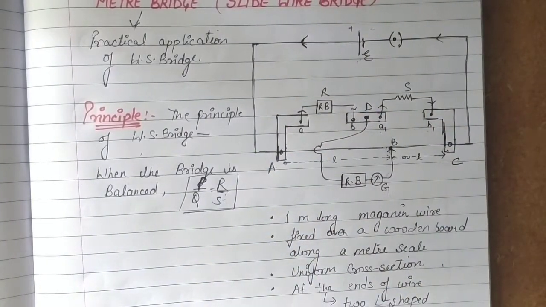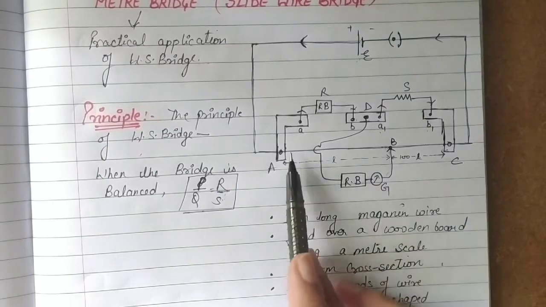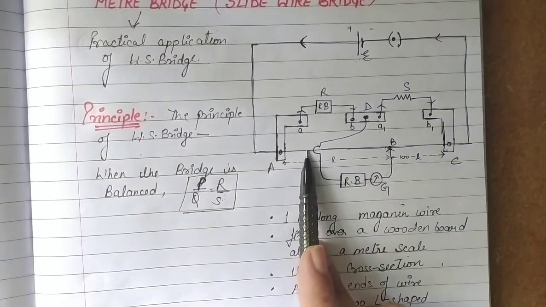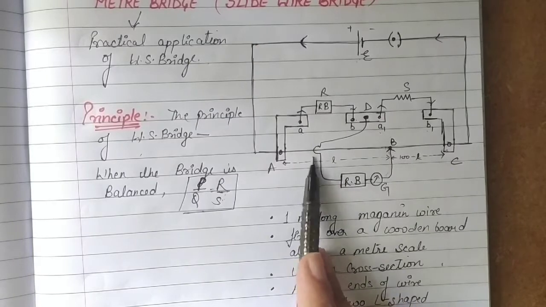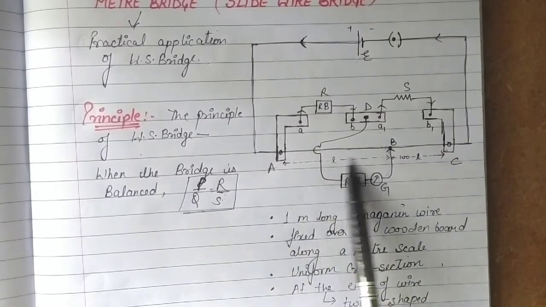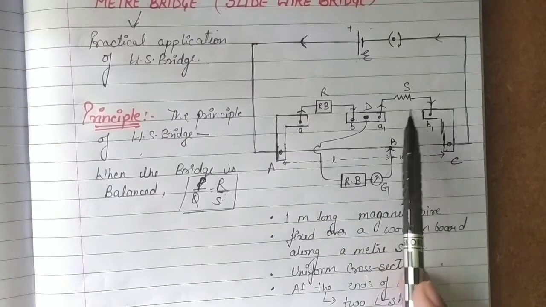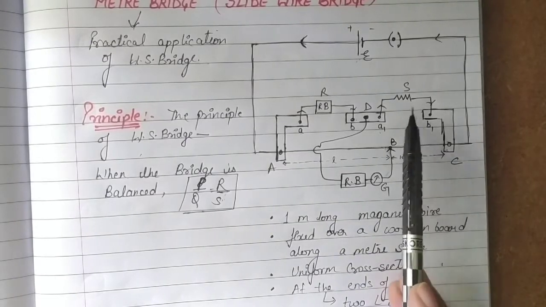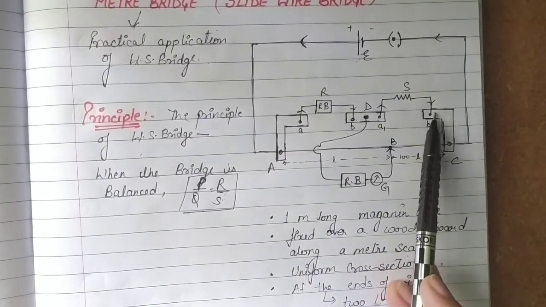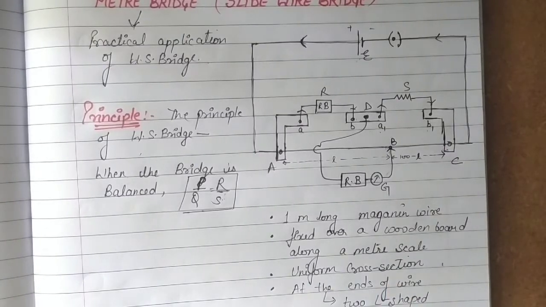We call it meter bridge because we are using 1 meter of magnet wire, and we call it slide wire bridge because here is a sliding jockey which we slide over the wire to find the resistance capital S. That's why we also call it slide wire bridge, right? So now the thing is how this meter bridge or slide wire bridge will work.